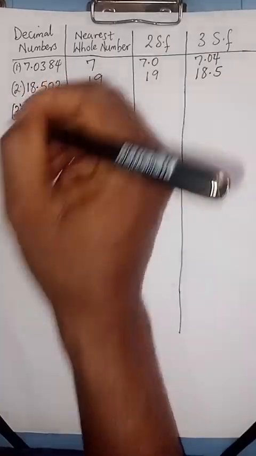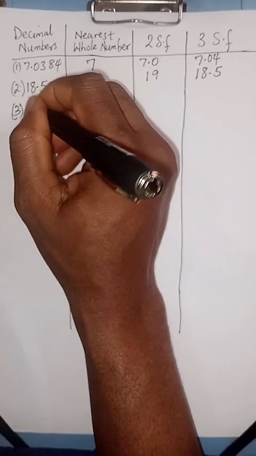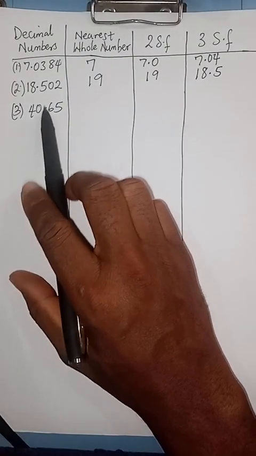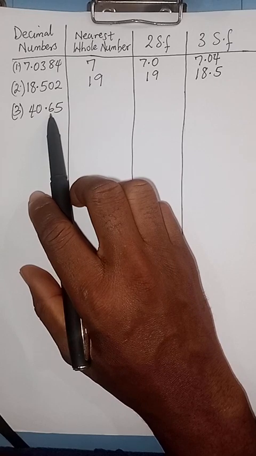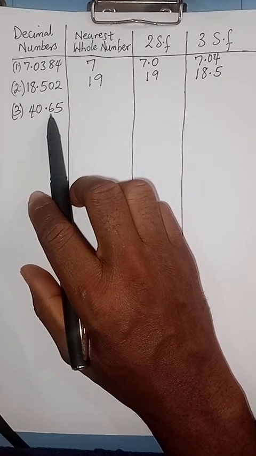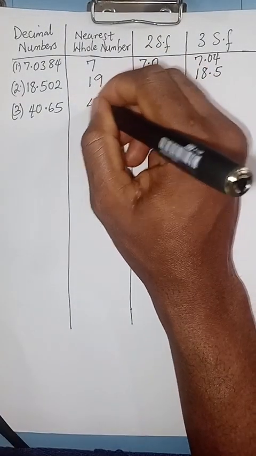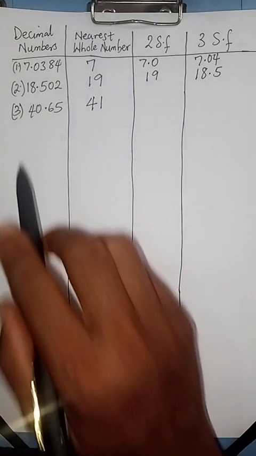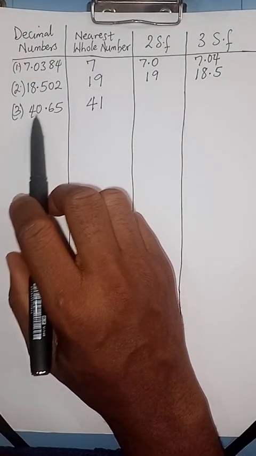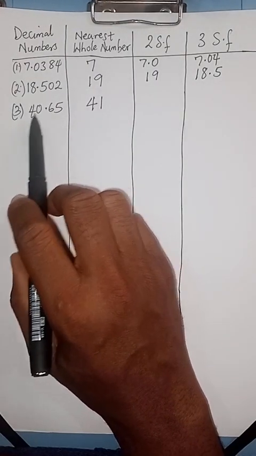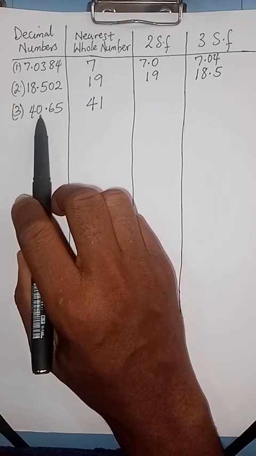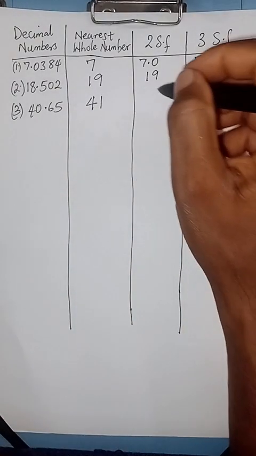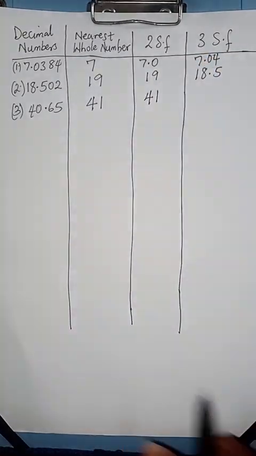Now let's move to number 3, 40.65. Again, to the nearest whole number. The whole number here is 40. But check the digits after 40. That's 6. So it tells you I'm rounding up. And my answer is 41. To two significant figures, it's 40 also, because the 0 is in between two significant figures. So I'm going to write 40, but just before I write 40, I check the digit after 40. It's 6. It means I can round up. So my answer is 41.